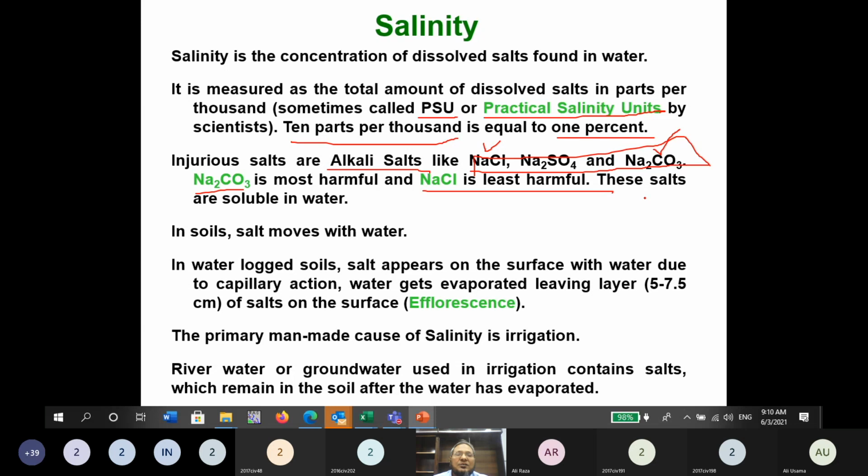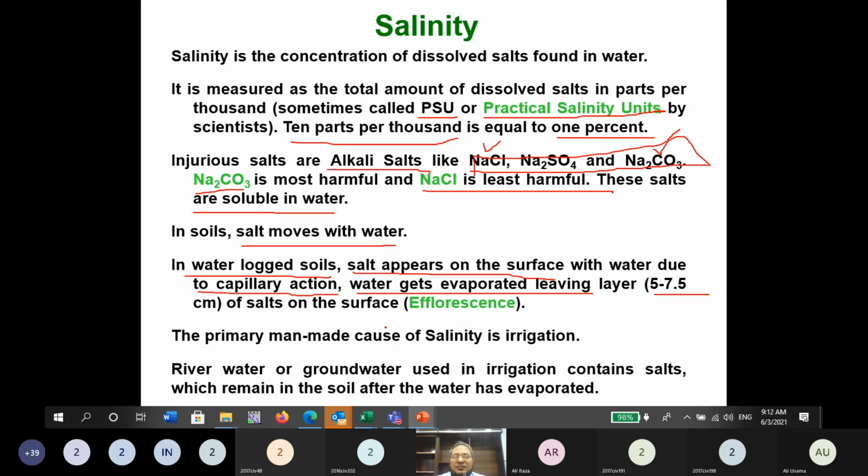So these salts are soluble in water. They dissolve in water. In soils, salt moves with water. How does salt move in soils? Through water. So in waterlogged soils, where the water table has come up, salt appears on the surface with water due to capillary action. Water table is very close to the ground surface, and then through capillary action water moves up and comes on the surface. Water gets evaporated, leaving a layer of salts. How much thickness? Maybe 5 to 7.5 centimeters of salts on the surface.